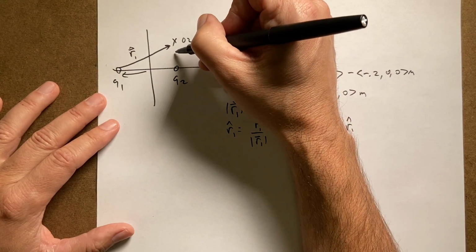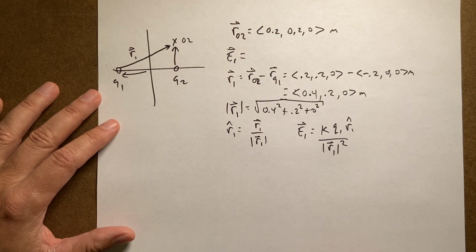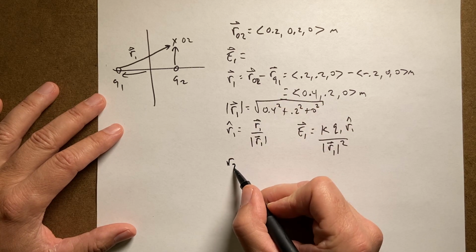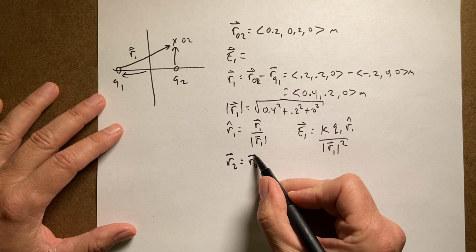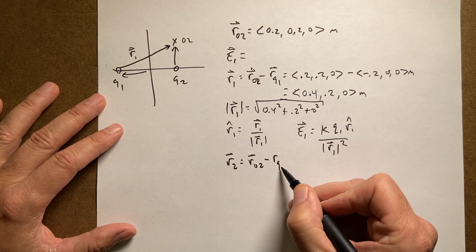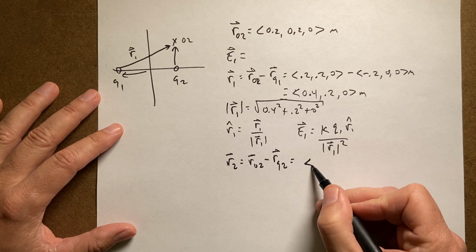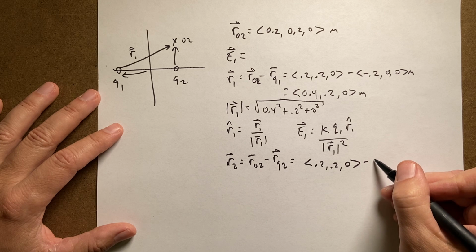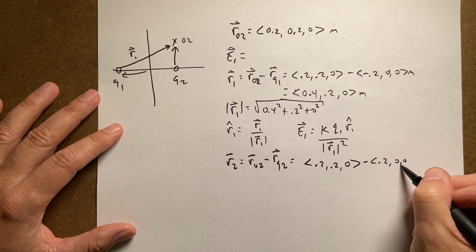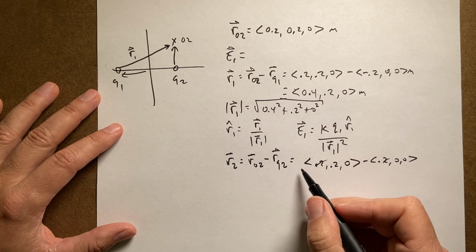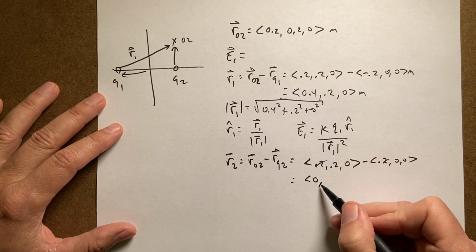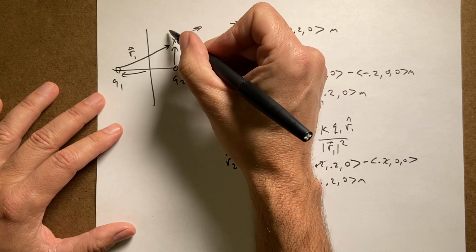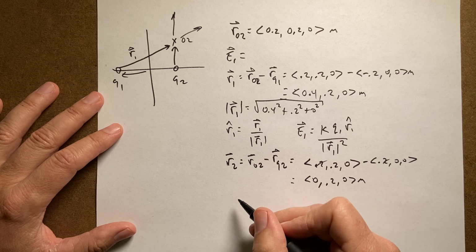Now I need to do the same thing for this electric field. So for E2, I need to find R2. It's going to be RO2 minus RQ2, and that's going to be equal to 0.20 minus 0.200. And so you see here, those cancel. So I get 0, 0.20. So that one's easy. This one should have a magnitude in the positive y direction.